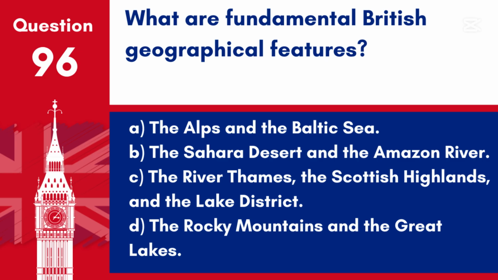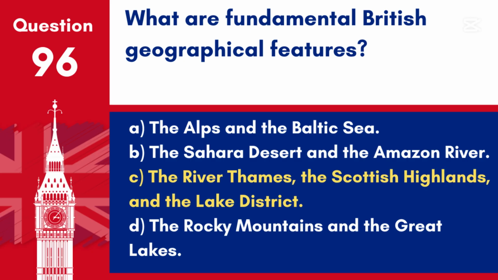Question 96. What are fundamental British geographical features? A. The Alps and the Baltic Sea. B. The Sahara Desert and the Amazon River. C. The River Thames, the Scottish Highlands and the Lake District. D. The Rocky Mountains and the Great Lakes.